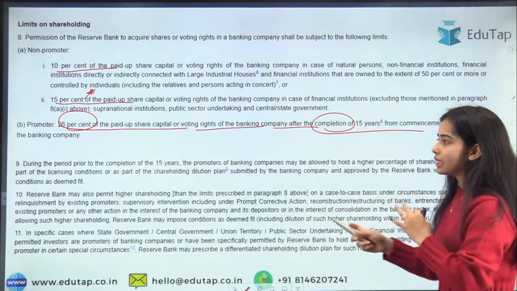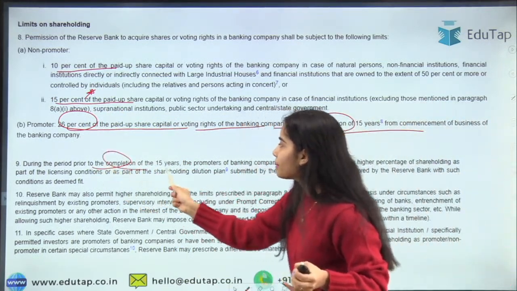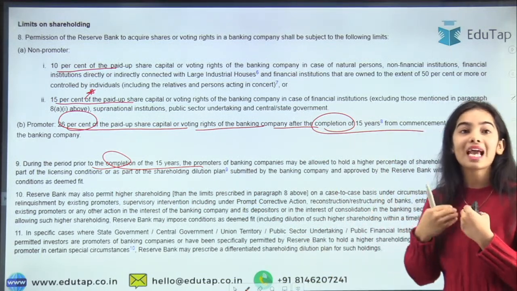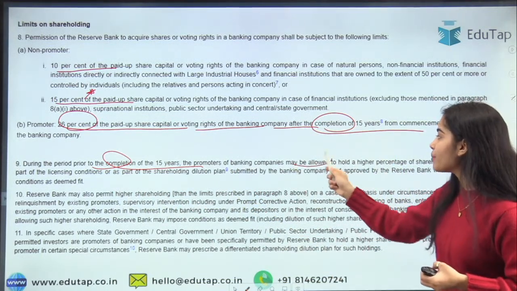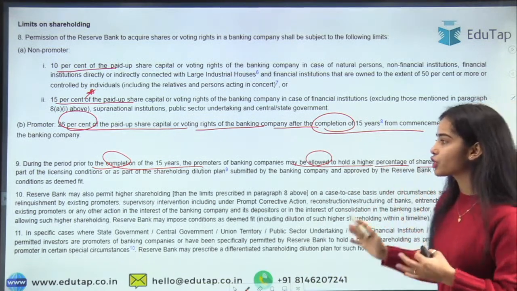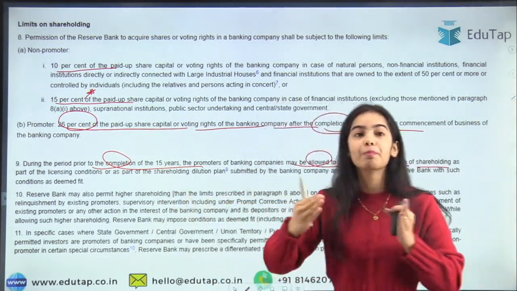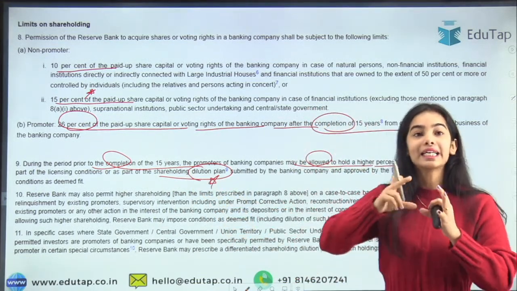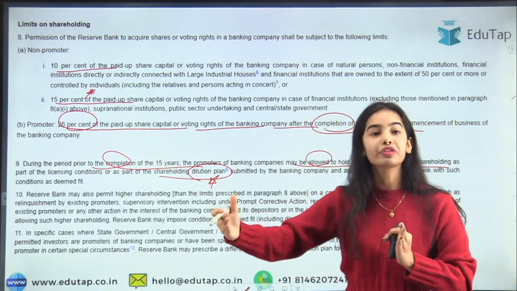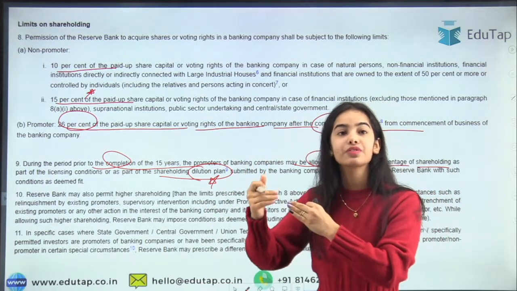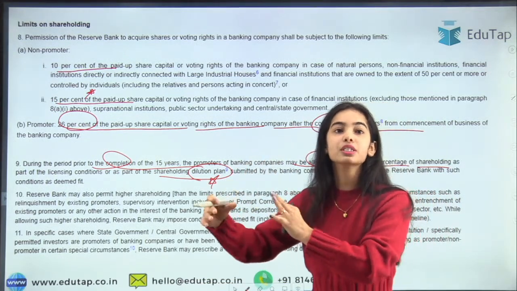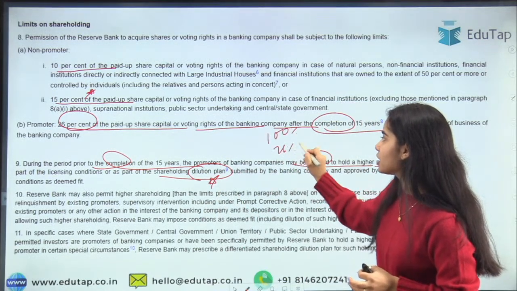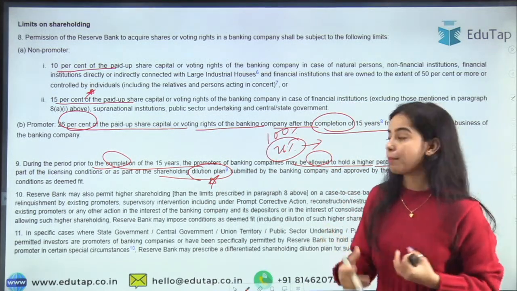Okay. So during the period prior to the completion of the 15 years, the promoters have higher stakes in the banking company because they have set up the company, right? So they may be allowed to hold a higher percentage of the shareholding, but they have to show the path. They have to show the dilution plan to the RBI, that how in coming 15 years we are going to dilute our shares. We are going to sell our shares, and we are going to come from this 100% ownership to 26% of the voting rights in the company.